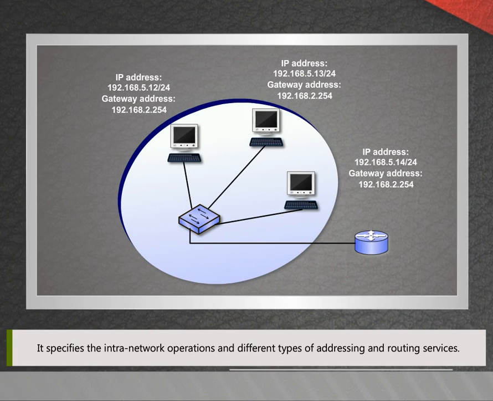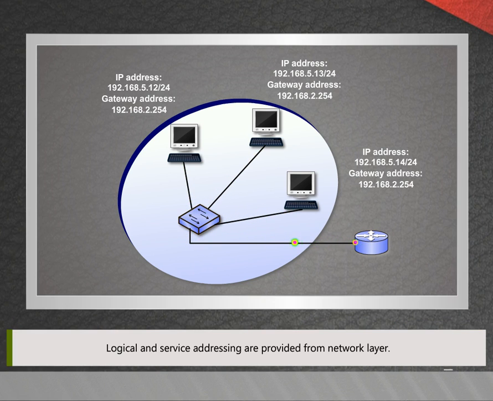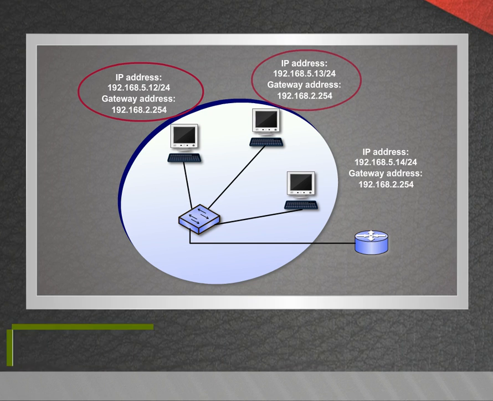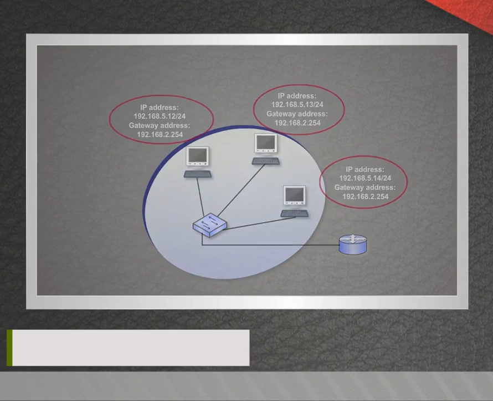Network layer. It specifies the intra-network operations and different types of addressing and routing services. Logical and service addressing are provided from the network layer. It also provides switching control and terminal connections. The X.25 specification is included in this layer.